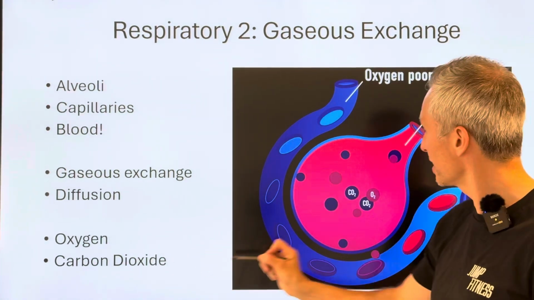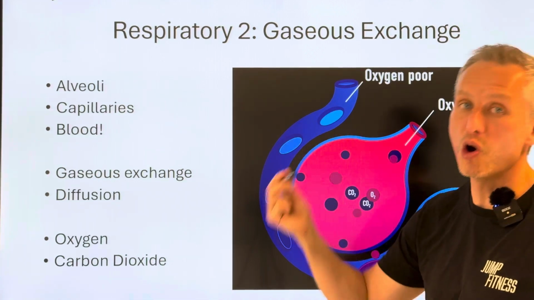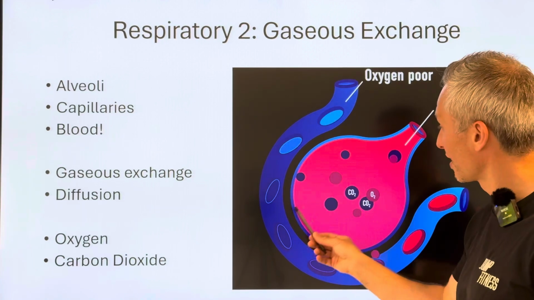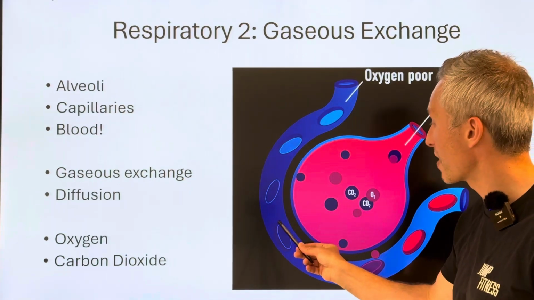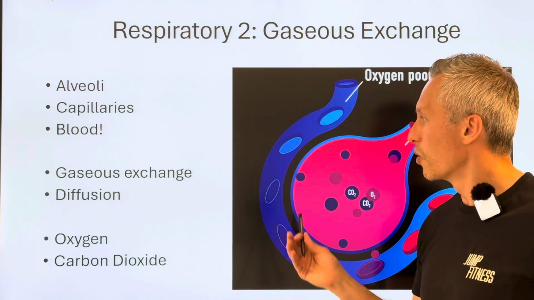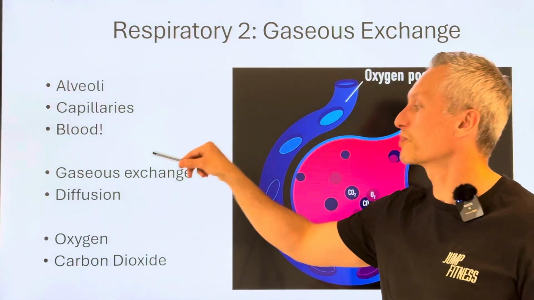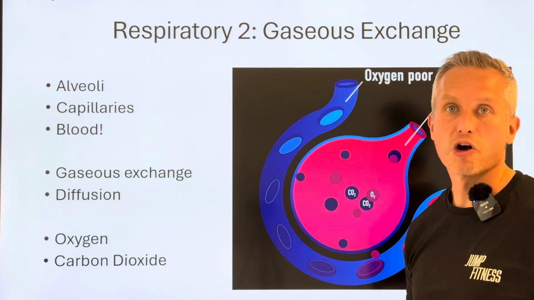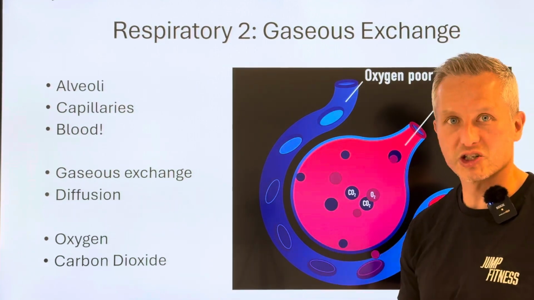Now the flip side of that coin is that in the blood, we have a high concentration of carbon dioxide, and in the lungs, we have a low concentration of carbon dioxide. So the swap is going to occur there as well. That carbon dioxide is going to make its way from the blood into the lungs for us to breathe out. So we're getting gaseous exchange by this process called diffusion. And then by the end of this process, we've got oxygen-rich blood ready to travel around the body.